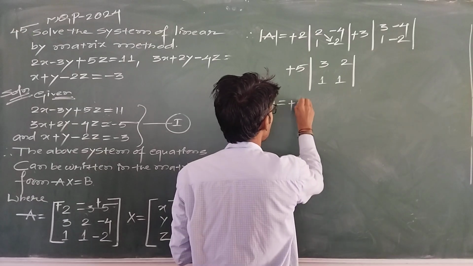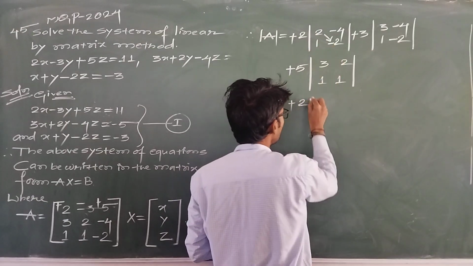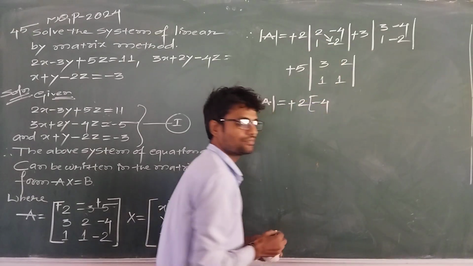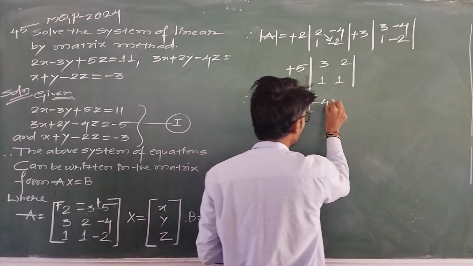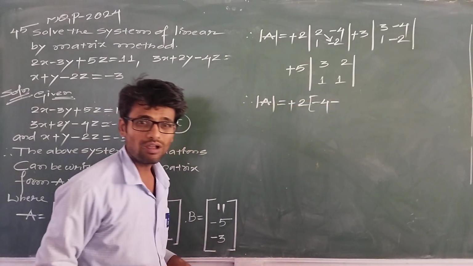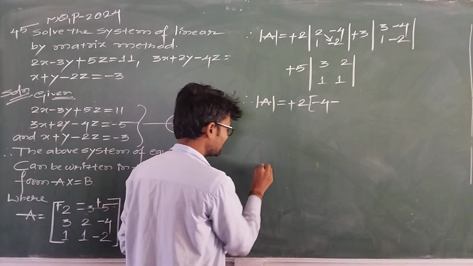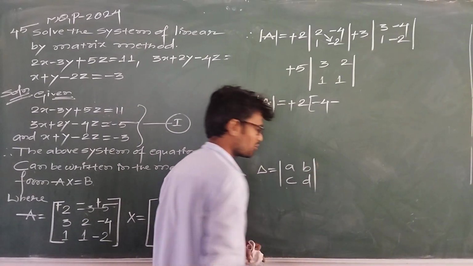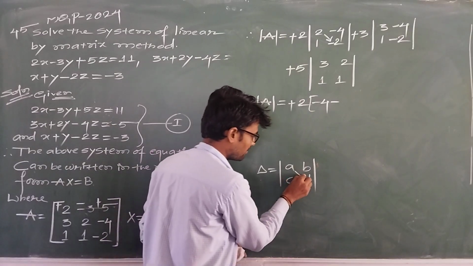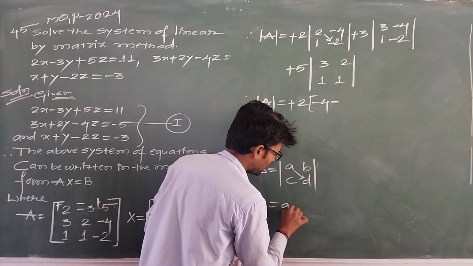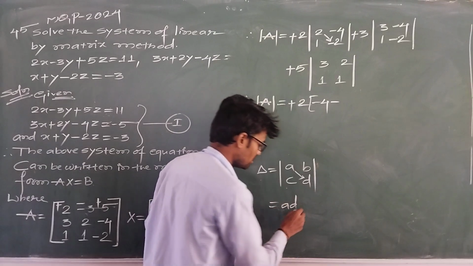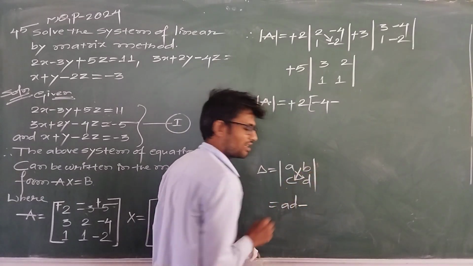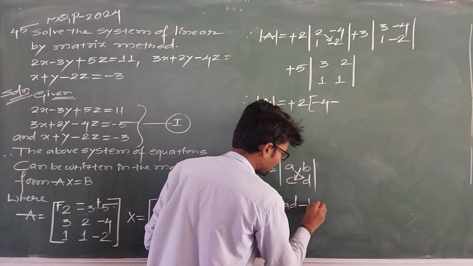So 2 outside, 2 into minus 2, 2 into minus 2 is minus 4. Next, minus will come. You already know how to evaluate the determinant Del is equal to |A B; C D|, which is having the order 2. So you multiply these elements first, that is A into D is AD, minus the product of B and C, you take BC.